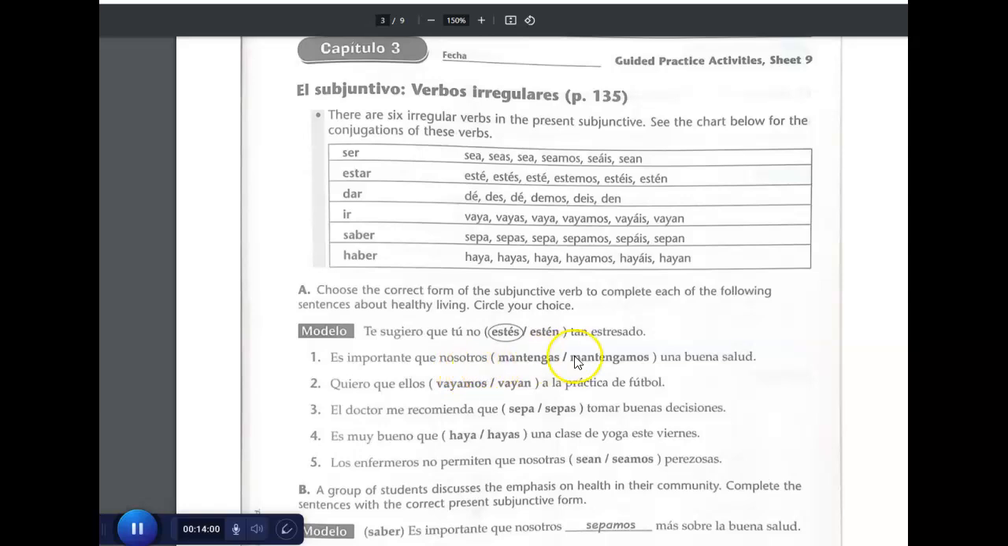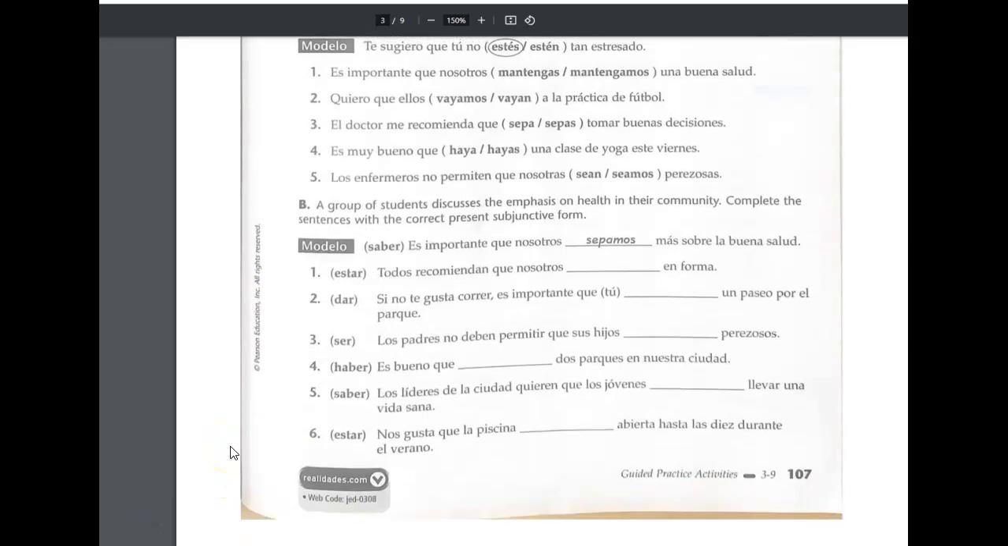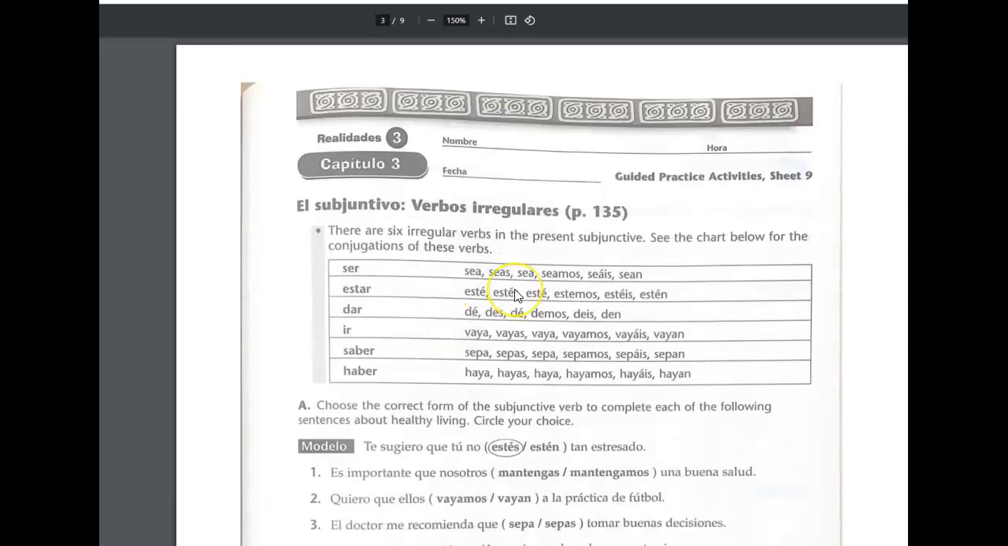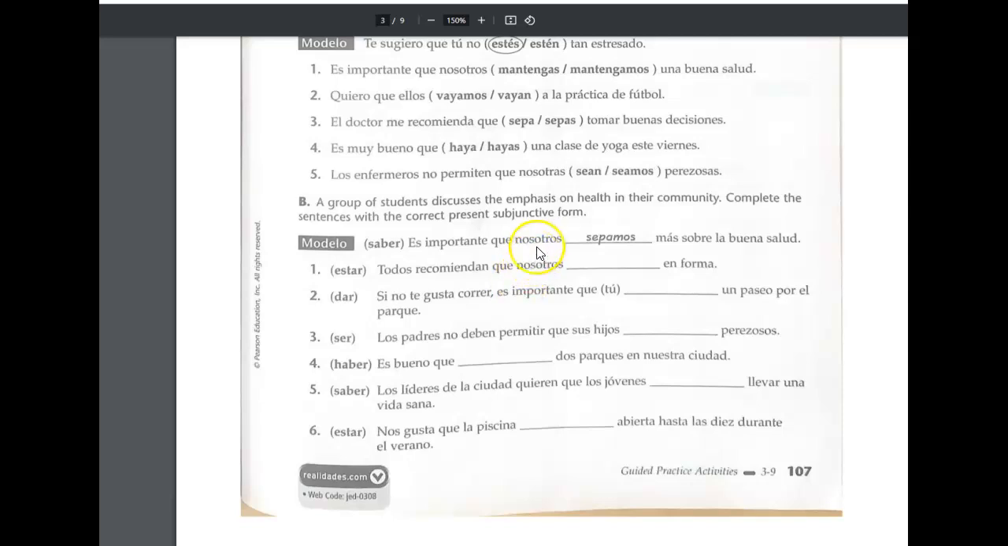Es importante que nosotros mantengamos. Quiero que ellos vayan. Your subject's going to be right before. All right, trying to speed this up a little bit. Part B, group of students discusses the emphasis on health in the community. Complete the sentences with the correct present subjunctive form. Again, utilizing the notes up above here. Subjects provided right there after K, and that will guide your responses.